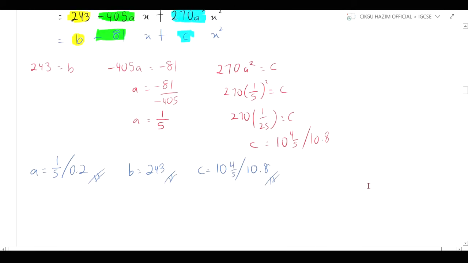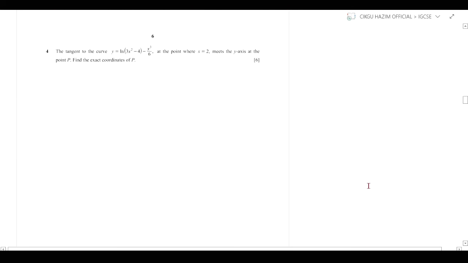Let's continue to the next question, which is question number 4. For question number 4, we need to really understand what the question wants and what information is given. Right now they mention the tangent. Remember, what is a tangent? A tangent is a straight line that passes through at one point only.